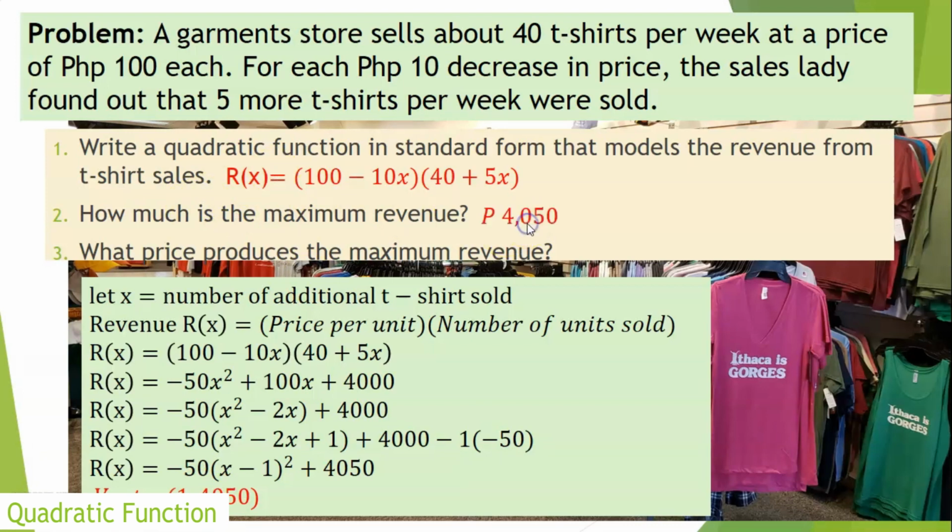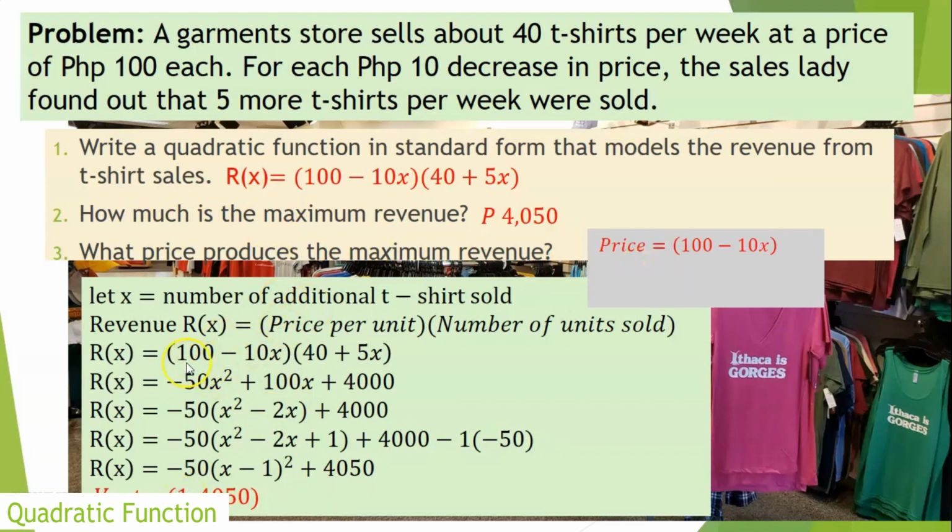The maximum revenue here is 4,050 pesos. And what price produces the maximum revenue? Take note, the answer should not be 1. The price here is 100 minus 10x. Therefore, that would be 100 minus 10 times our 1 here, so that would be 90 pesos.